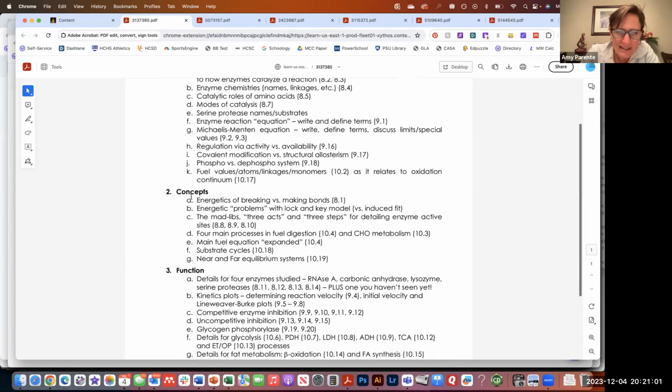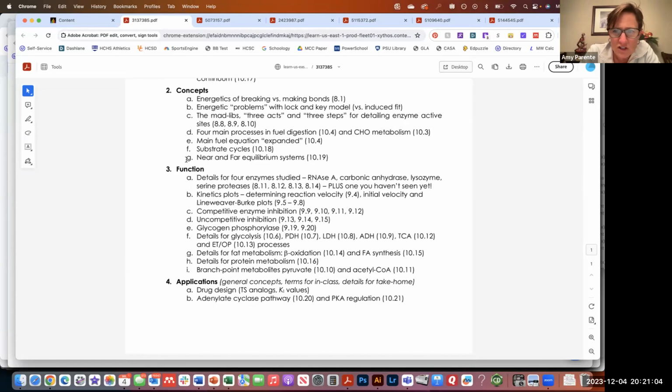From a function standpoint, big things are thinking about kinetic plots. How do we determine reaction velocity? How do we determine that initial velocity? And then how do we translate that into a Lineweaver-Burk plot? We'll look at those details in the homework key in just a minute. Also understanding how both competitive and uncompetitive inhibition work. And the big enzyme that we studied in that learning unit was glycogen phosphorylase. That was the first time we really looked at an enzyme active site and tried to understand how enzyme structure affords function.